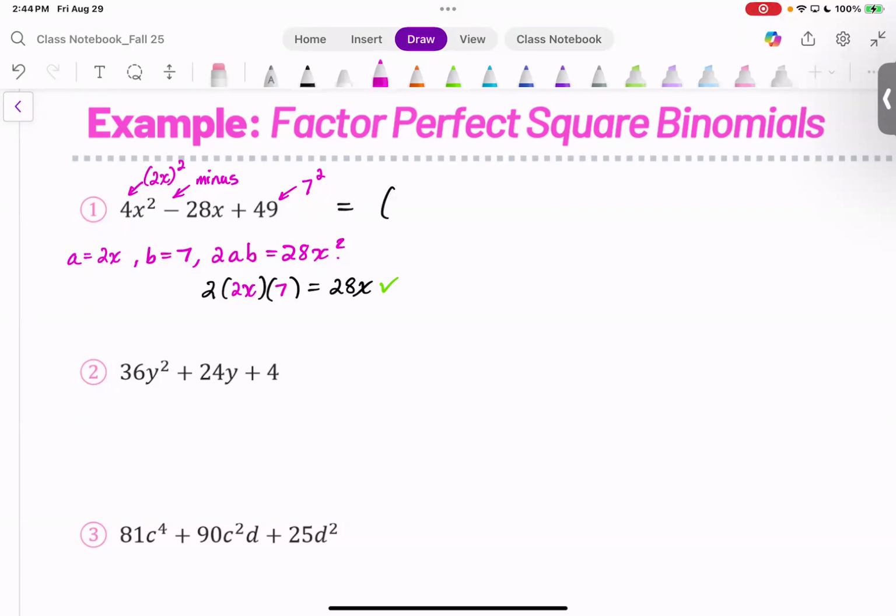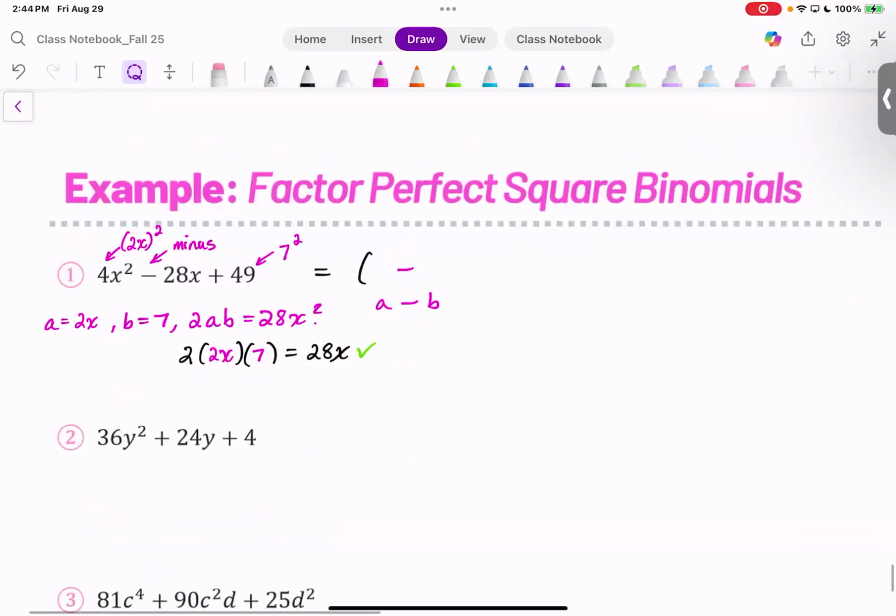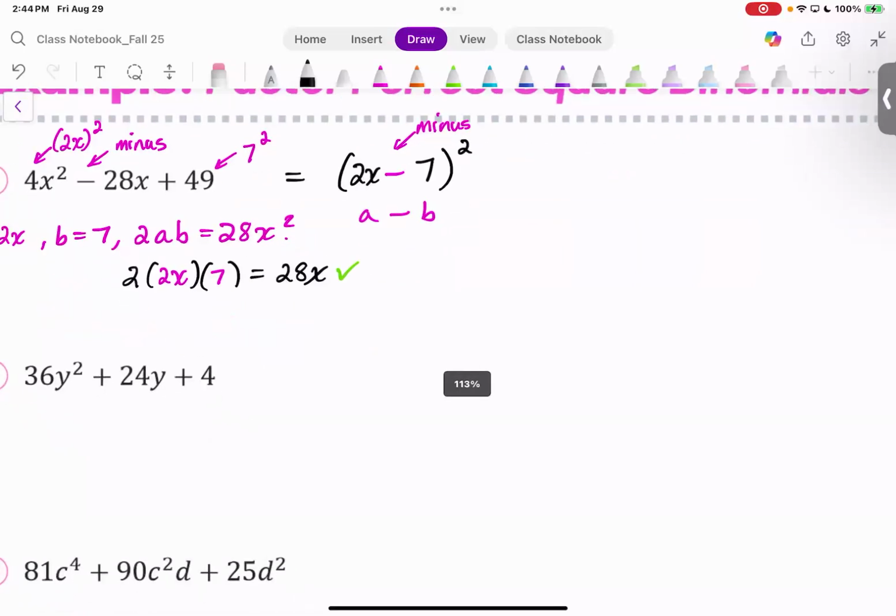I'll take my A and my B and I'll use the same sign as the original problem. And that's going to give me my answer. So it's the first thing, 2x, minus the second factor, 7. And that's squared. And that's my final answer.